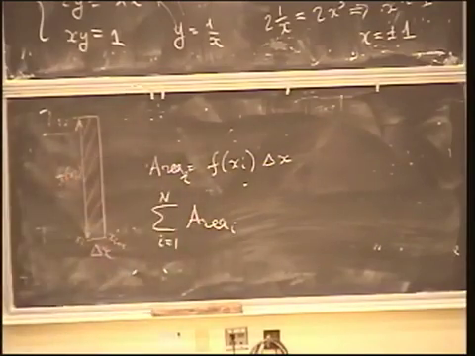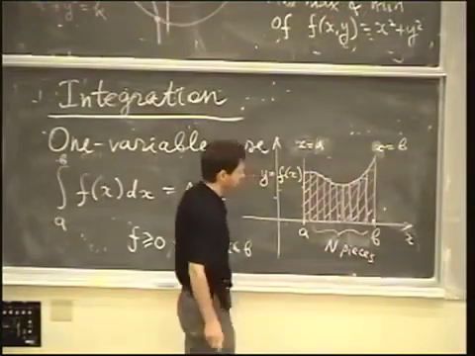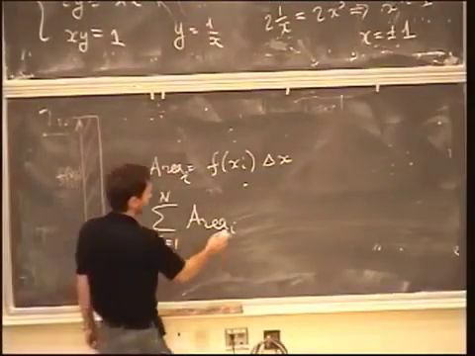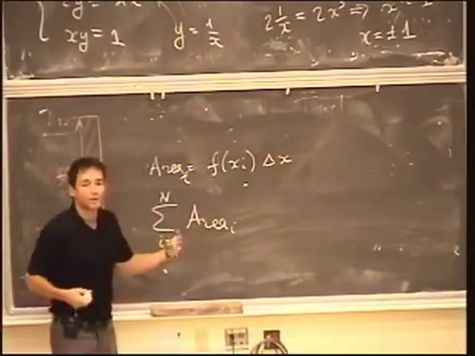So let's say that there are n parts, n pieces in this partition. And the size of each of them is delta x. That's this delta x which I wrote here. So then this one, we take this as an approximation to the value of the area.